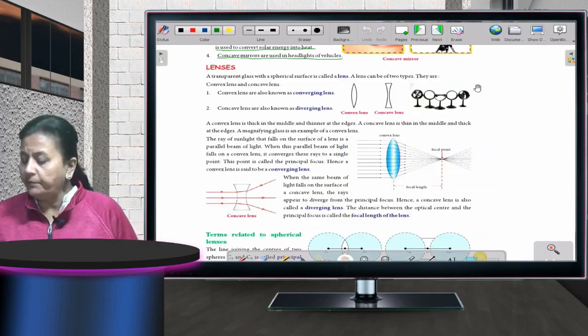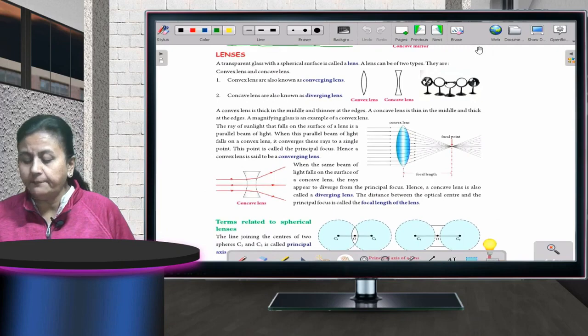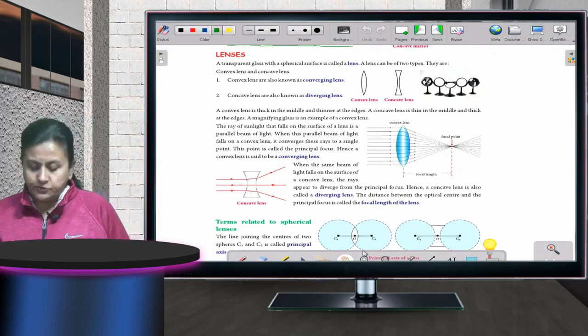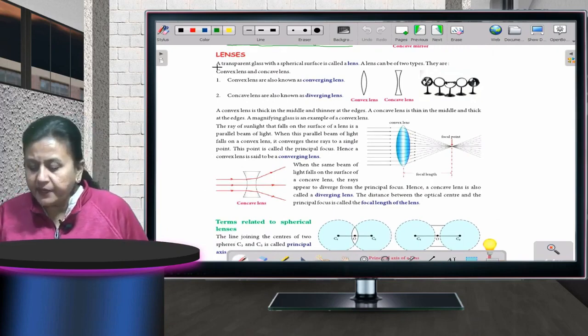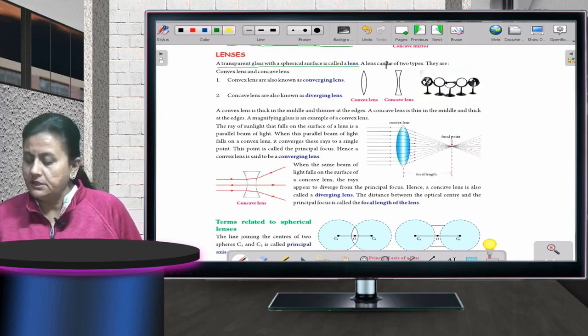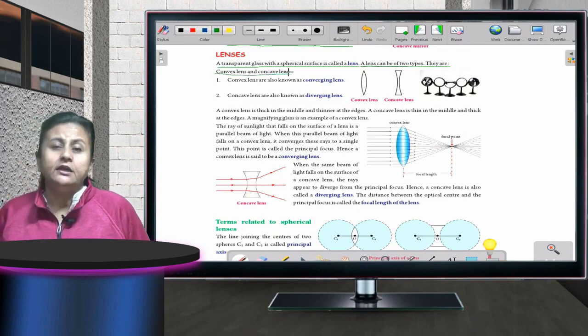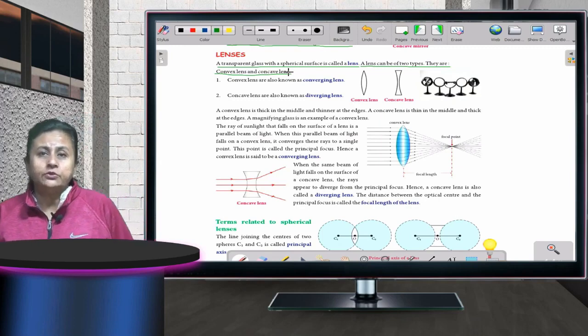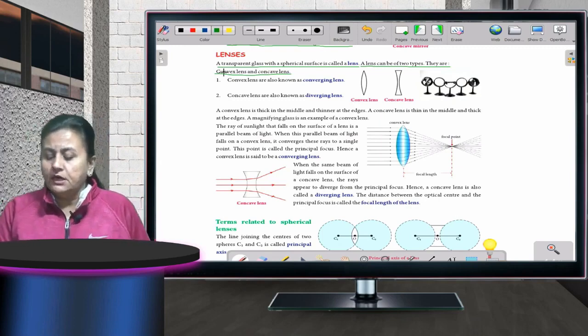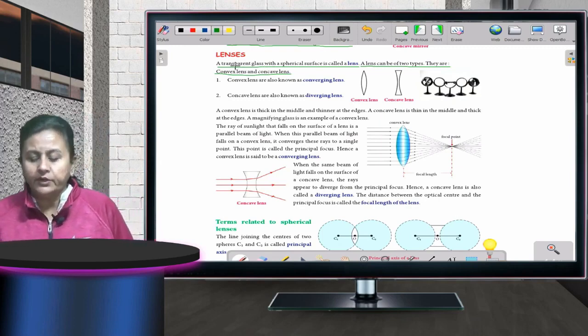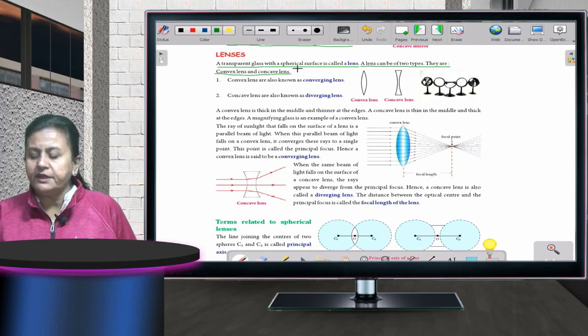So your next topic is lenses. What is a lens actually? A transparent glass with a spherical surface is called a lens. A lens can be of two types. They are convex lens and concave lens. As I told you, lens is a transparent glass with a spherical surface.